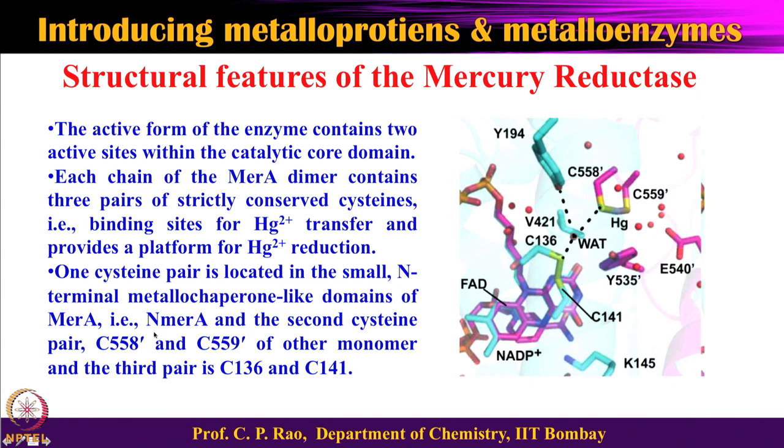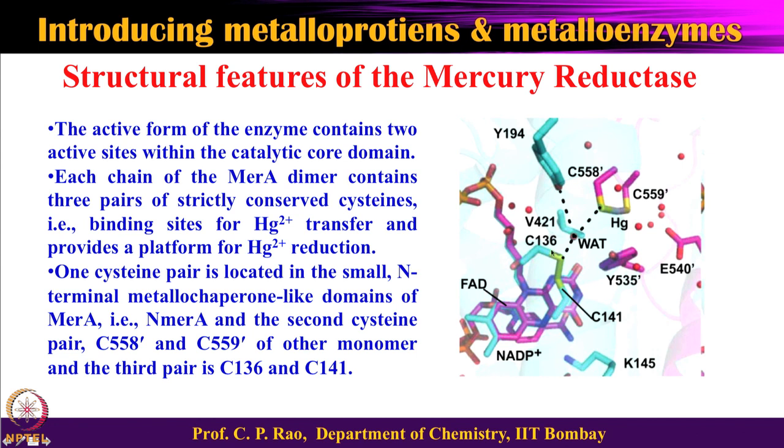And then in the vicinity of the active center, you have another cysteine pair, and this cysteine pair is numbered 558, 559 prime. As you can see over here in the structure, this is the 558 and there is a 559. This is basically a disulfide otherwise, and then you also have another pair of conserved cysteines, which is here, you can see 136 and 141. Okay. So, that is very nice.